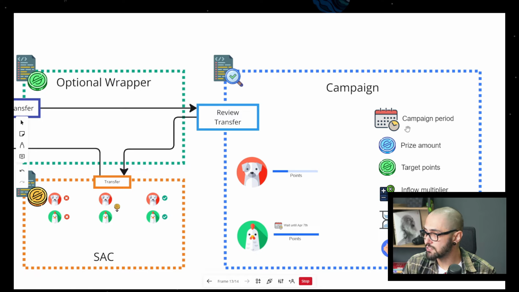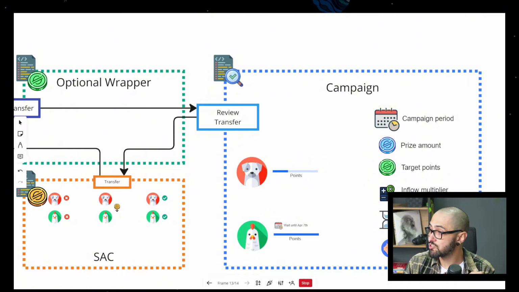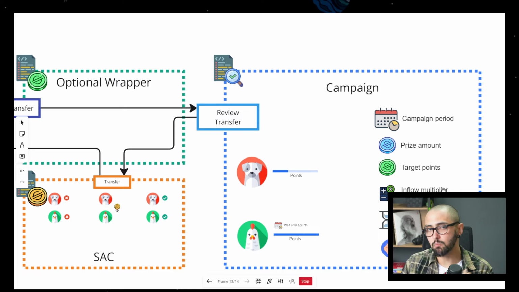So during this interval, it's going to have a prize amount, so how much anyone is going to get whenever they reach the threshold. They're going to have the target points, which is a parameter to define how many points they need to accumulate to get the prize. So I can say, hey, 1,000 points is enough, maybe 1,000,000 points, maybe just 10 points. It all depends on the multipliers. So that's why we have the inflow and the outflow multiplier.